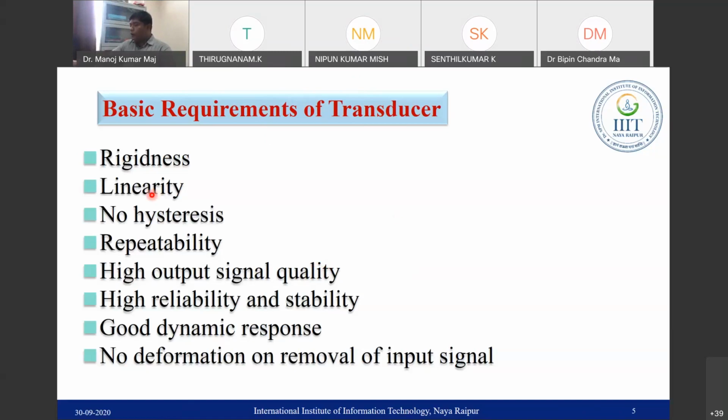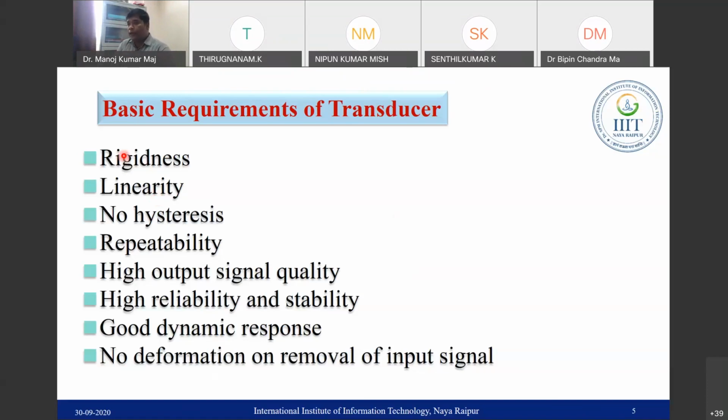And there should not be any hysteresis. Hysteresis is one kind of loss. We can assume that hysteresis is primarily the maximum difference in the sensor output at a pressure when that pressure is first approached with the pressure increasing and then approached with the pressure decreasing during a full span pressure cycle. So there will be losses, and those losses should be minimized. That is all about the hysteresis losses.